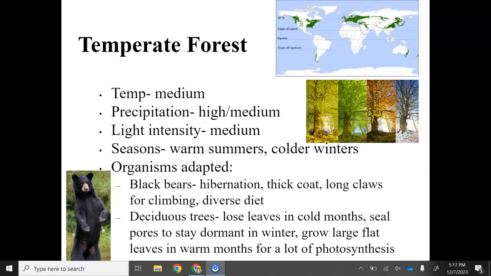These types of trees also tend to grow really large, flat, or wide leaves in the warm temperature months, which is really good for photosynthesis because that's a lot of surface area to collect the light and also a lot of surface area below to exchange the gases.